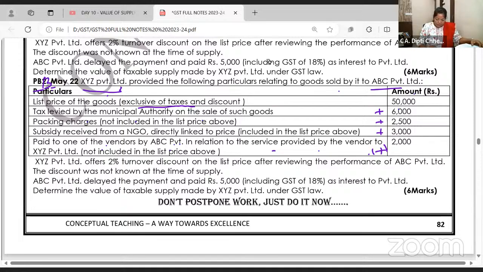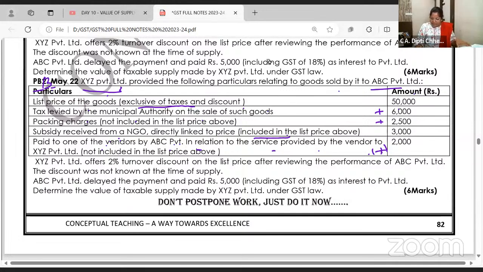One second, dear students. List price is exclusive of taxes and discount. Subsidy received is already included in the list price, so we will not do anything. Include and exclude, the language is important. I hope you are all getting it. Subsidy received from NGO, we will add if they have not added, but it is already included in the list price, so we will not add it again. Had it been a subsidy from the central government included, we would deduct.